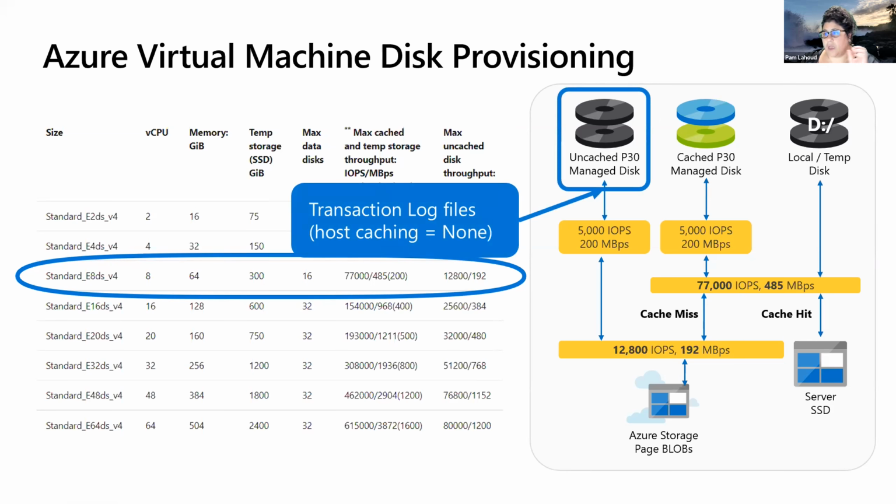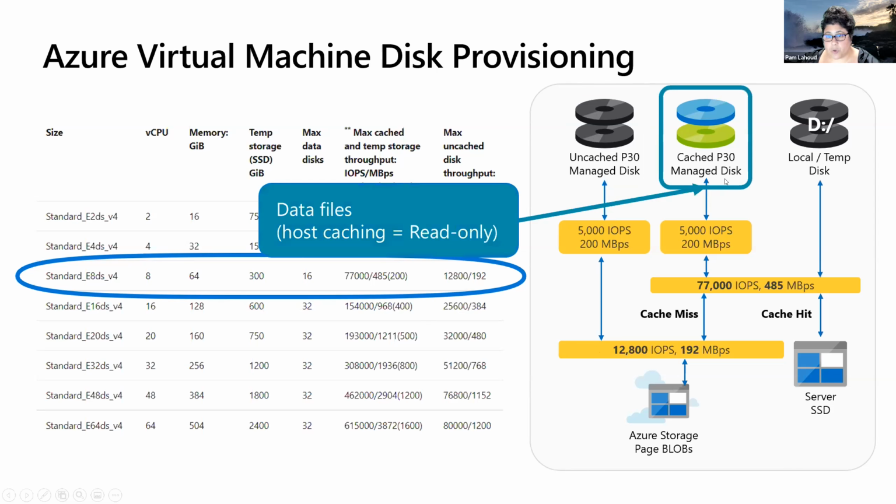So I think I already kind of talked about this as I was going, but here we recommend transaction log files, host caching none. So this would be uncached. So your transaction log files, all the IO going after your transaction log is probably going to be capped by either the disk provisioning or the VM provisioning, because you're not going through the cache. So you have to think about both this disk provisioning and VM level provisioning for the transaction log files.